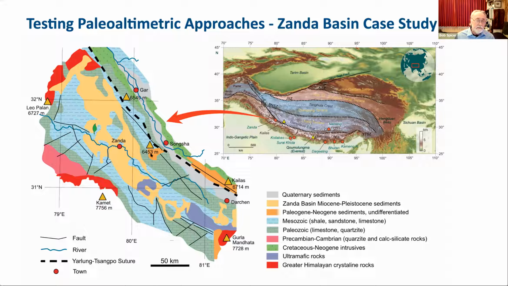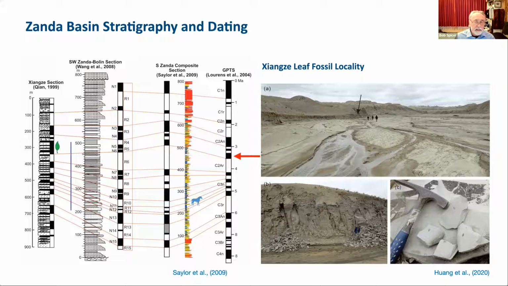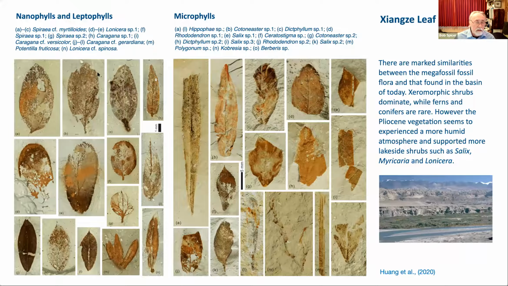It's relatively well dated, a combination of paleontology and magnetostratigraphy. And we're going to be looking primarily at a leaf fossil assemblage here, which is dated around 3 to 3.5 million years ago. Now, a benefit of looking at this basin is that people have already done a lot of isotope paleoaltimetry and plant-based paleoaltimetry using pollen and leaves and different techniques. The leaf flora appears to be representative of semi-arid conditions. The leaves tend to be all quite small, much as the conditions are today.